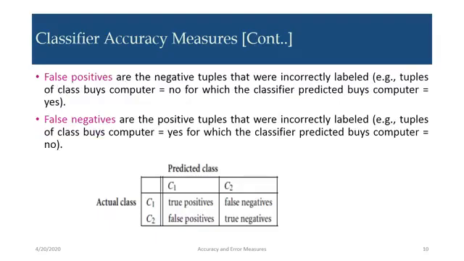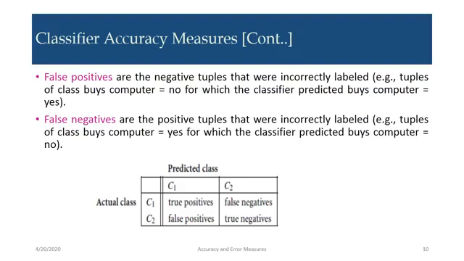Now what is false positive and what is false negative? False positives are the negative tuples that are incorrectly labeled. Example, a tuple belongs to buys computer no, for which the classifier predicted buys computer equal to yes. False positive means the tuples are not actually positive tuples, but falsely they are shown as positive. Actually the tuple belongs to a negative category, but your classifier shows it is in the positive category. That is what a false positive is.